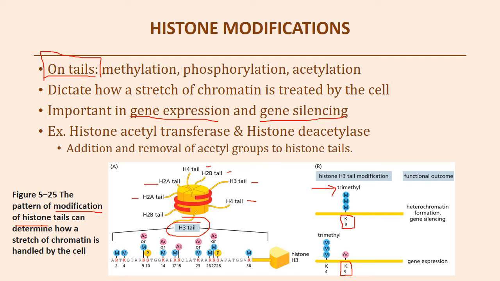And because it's tightly coiled, we call that heterochromatin. I'll show you another picture in a little bit, but because it's so tightly coiled, we also see that there's gene silencing. So there's no access to that particular piece of the DNA.